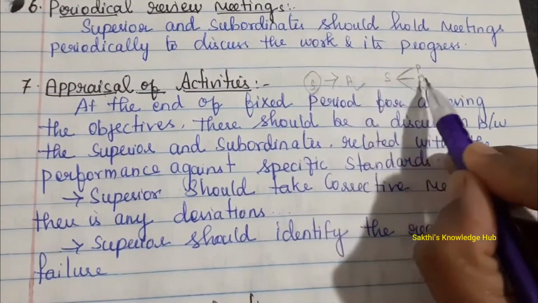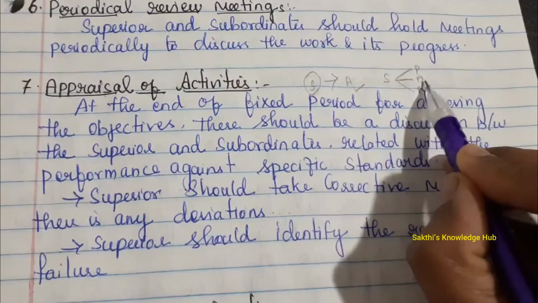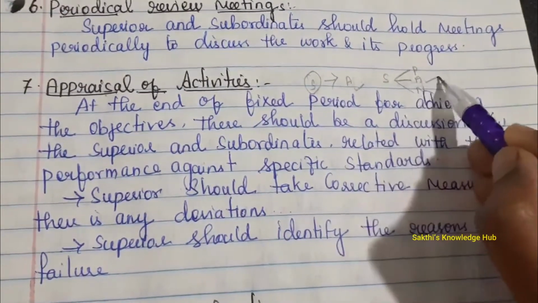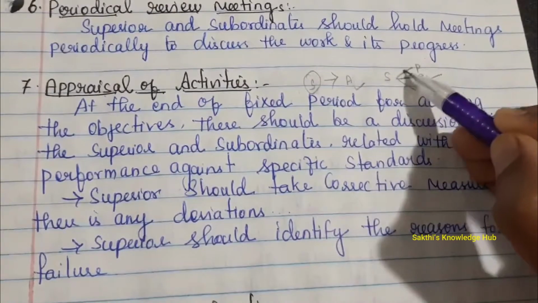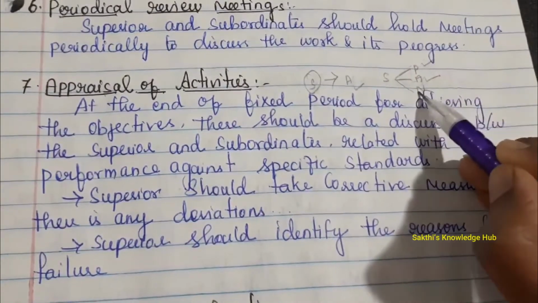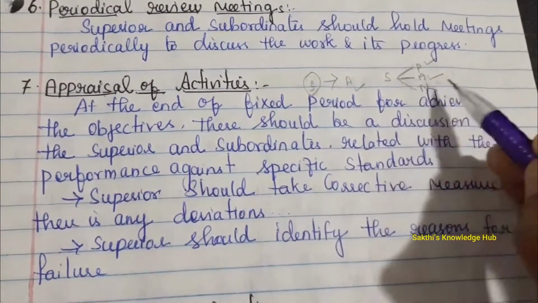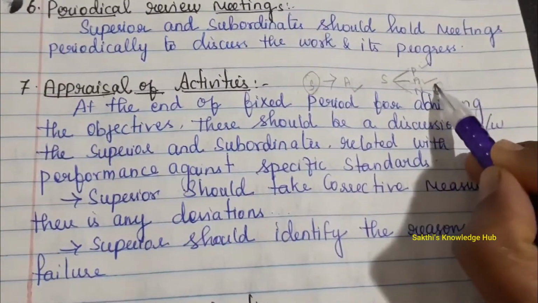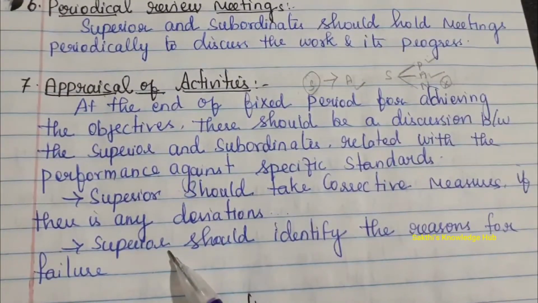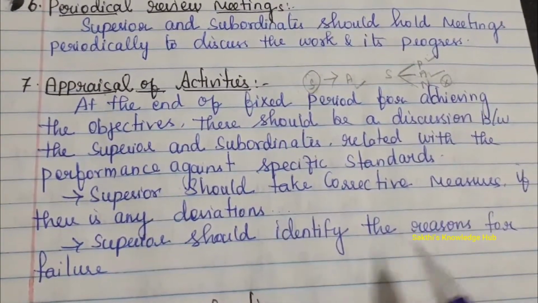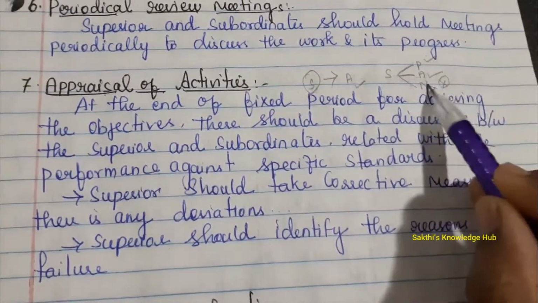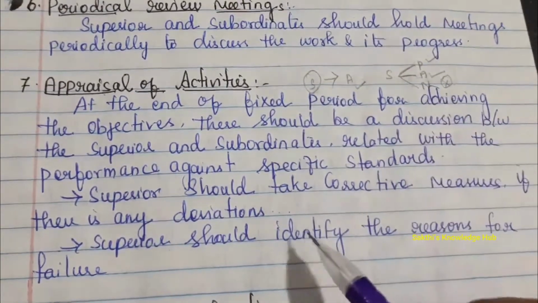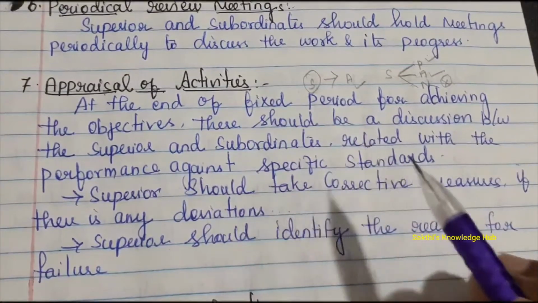Standard is there, so the work is going on as per the standard, that is the actual one, so it is okay. And if it is positive, that is high, it is well and good. And if it is negative, that is less than the standard, definitely it is not good for the organization. So it is the responsibility of the superior to identify the reason for failure. What is the reason this negative deviation occurs? Likewise, they have to appraise in a proper and periodic way.